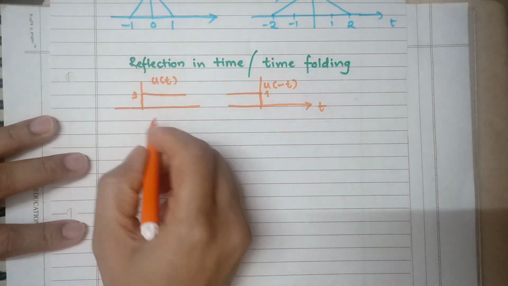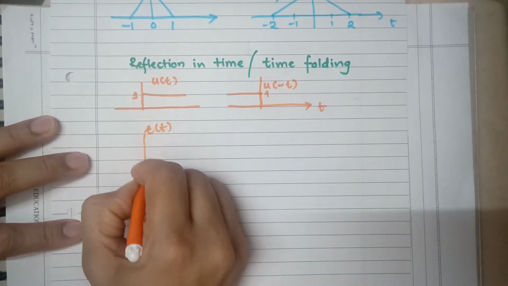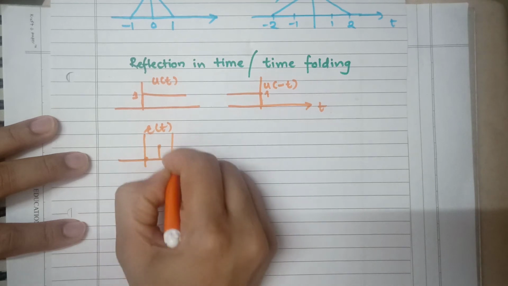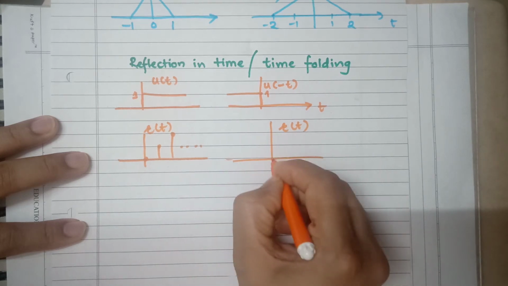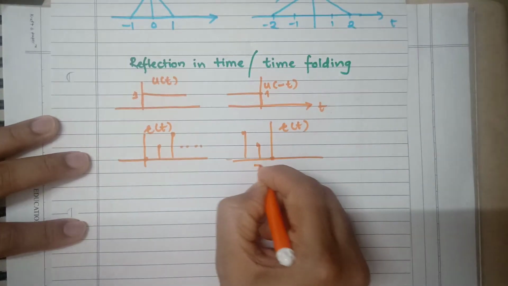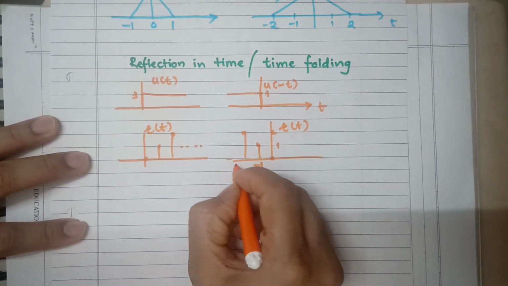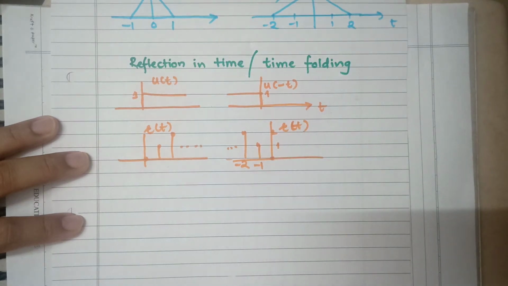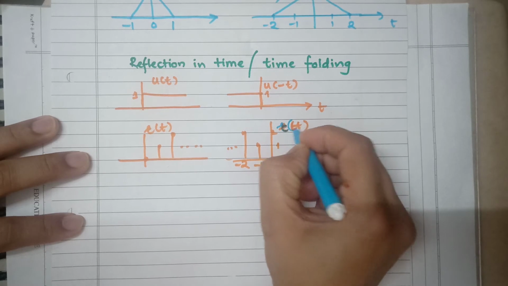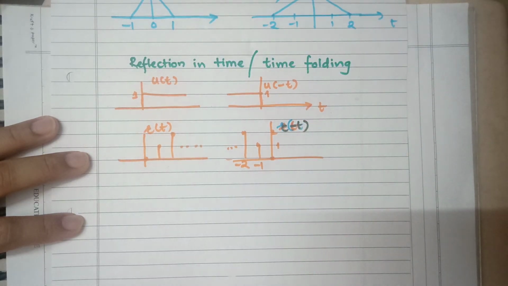Suppose you take r of t, like this. So r of minus t, that signal will look like this. This sample will be at minus 1, this is 1, this is 2, minus 2 and so on. So this is r of minus t. Okay, so these three operations are the basic operations done on the time axis. Now we'll see combined operations.